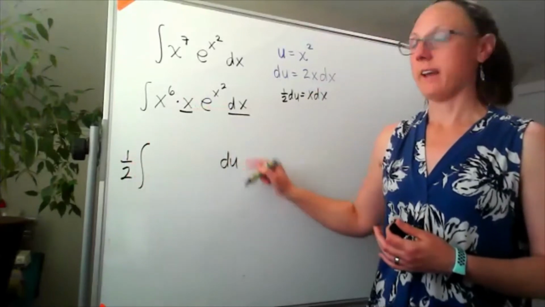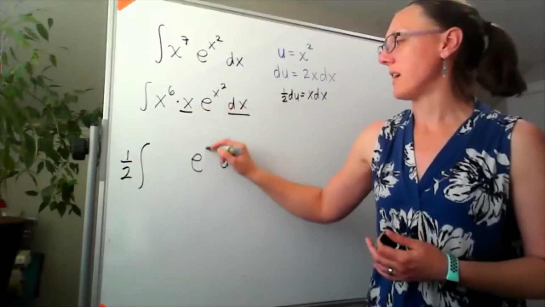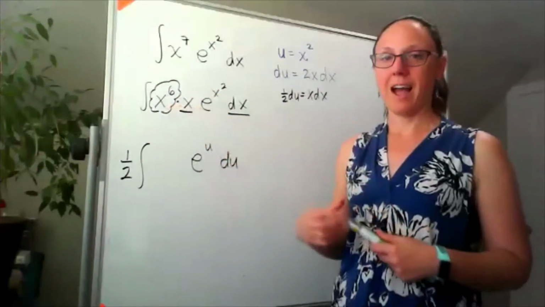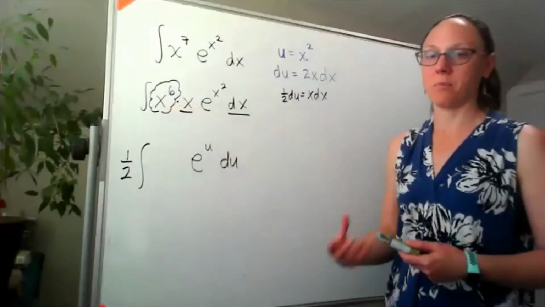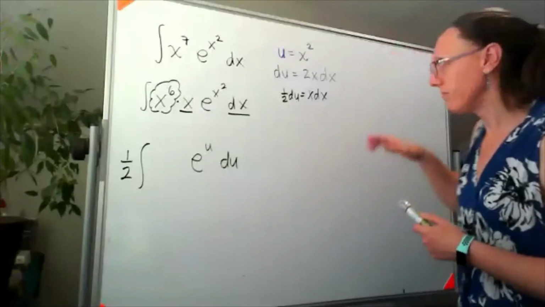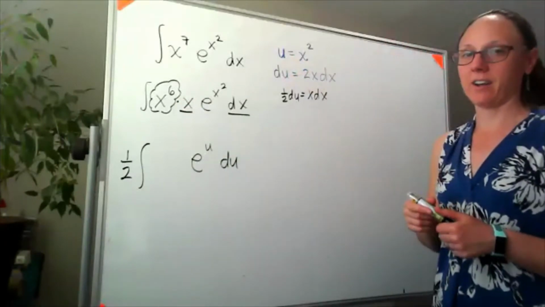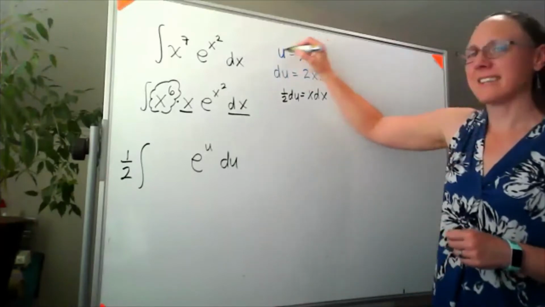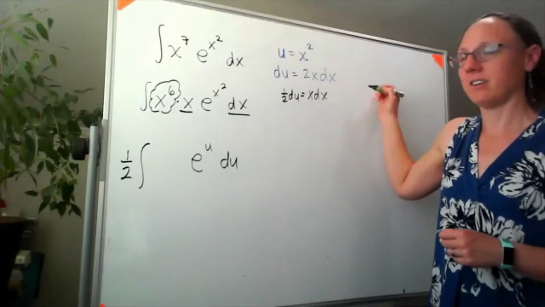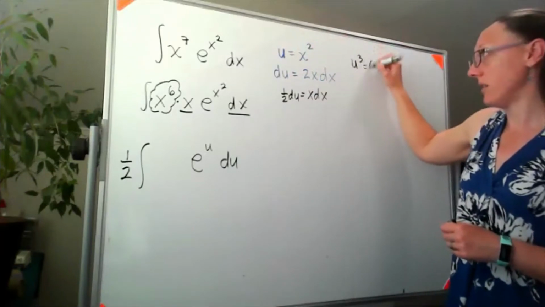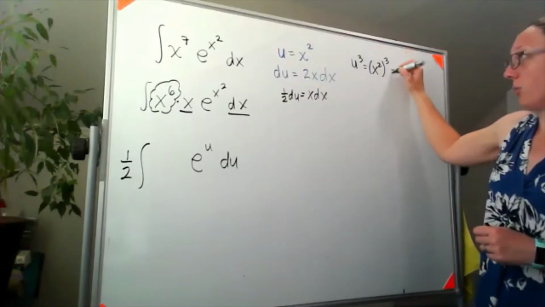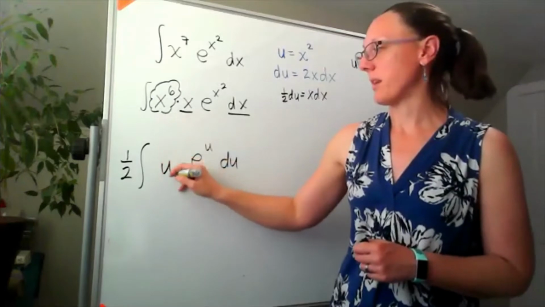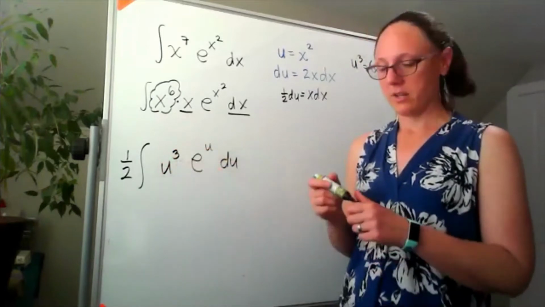du, and I know that e to the x squared becomes e to the u, but that x to the 6th out in front, I still have to translate into something in terms of u's. If u is x squared, then x to the 6th means that I've cubed both sides here. So u cubed would be x squared cubed, or x to the 6th, which means that x to the 6th gets replaced with u cubed.